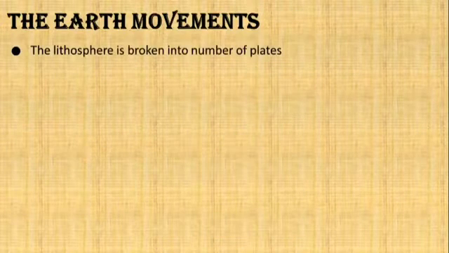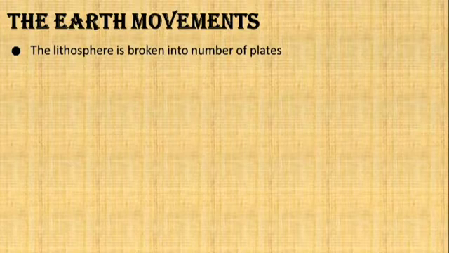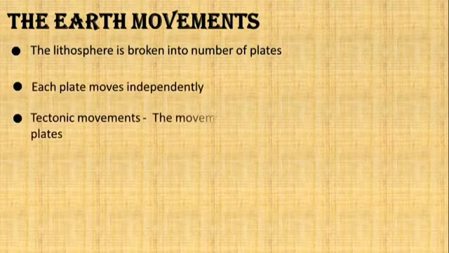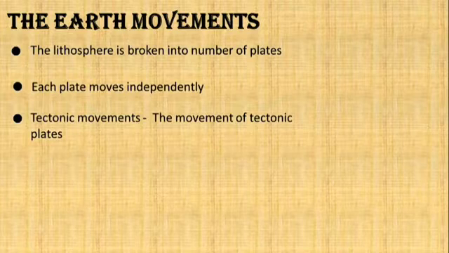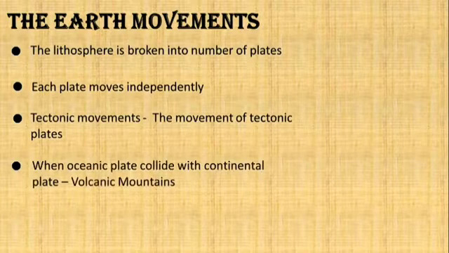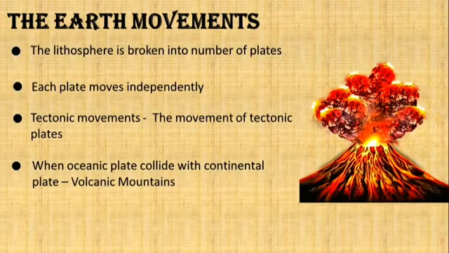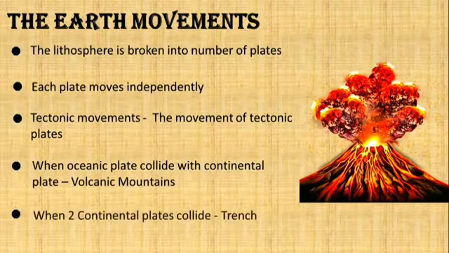Earth movements. The lithosphere is broken into a number of plates called lithospheric plates. Each plate moves independently. The movement of these plates is termed as tectonic movements. When an oceanic plate collides with a continental plate, it results in the formation of volcanic mountains like this. And when two continental plates collide, it results in the formation of a trench, that is a deep depression.